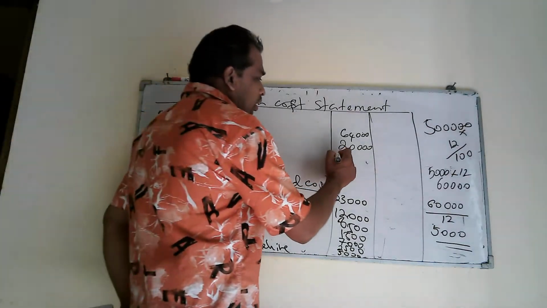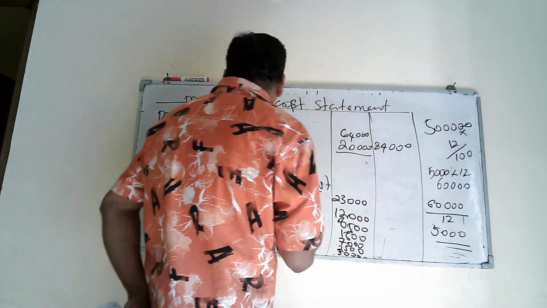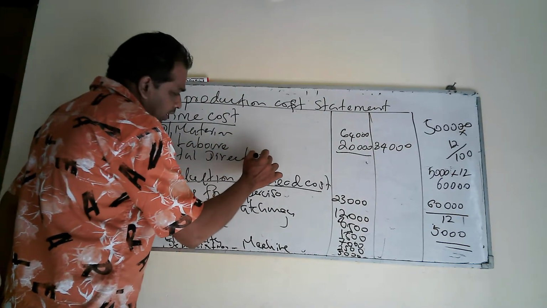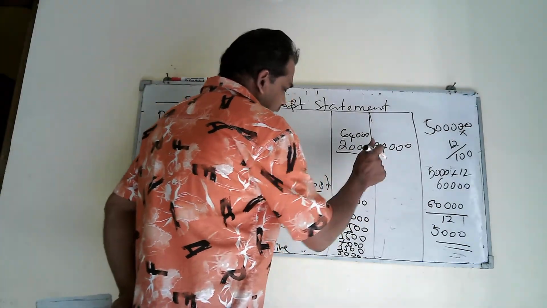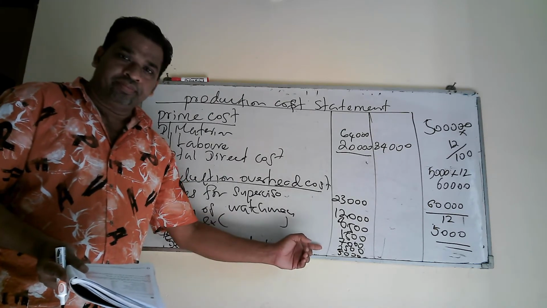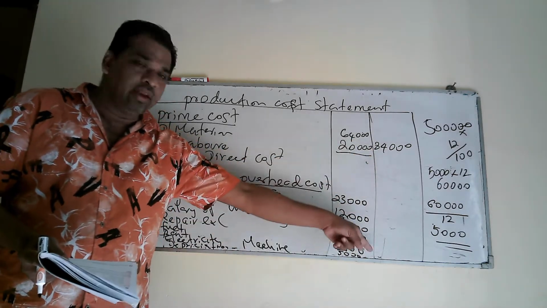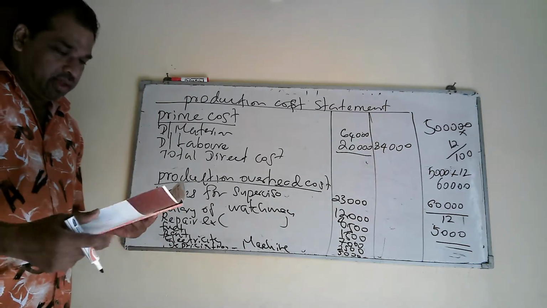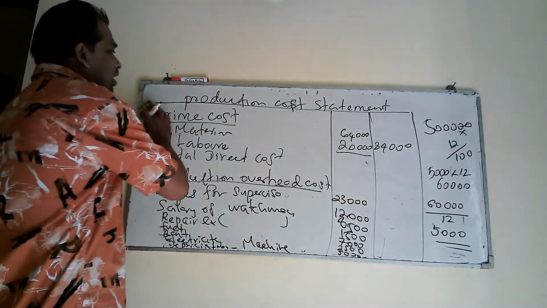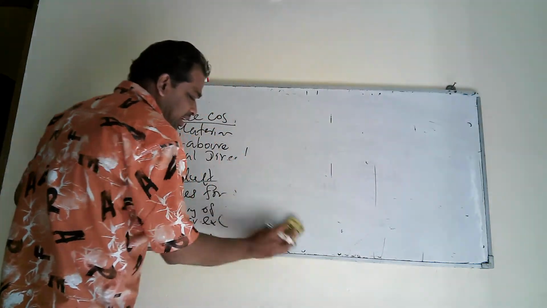Now we have got everything. Then here 84,000, that is total direct cost, right. Then you calculate all the production overhead cost, take the total of these values and add these two, prime cost and total overhead cost, right. Then you can complete this part, and then we can move to past paper questions.